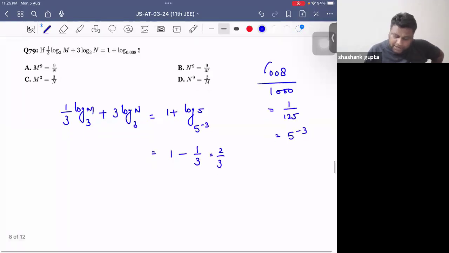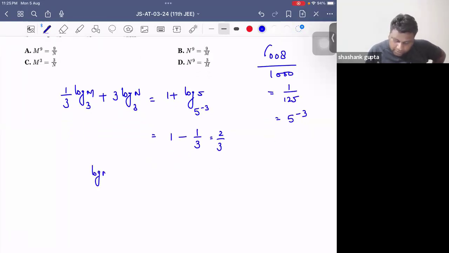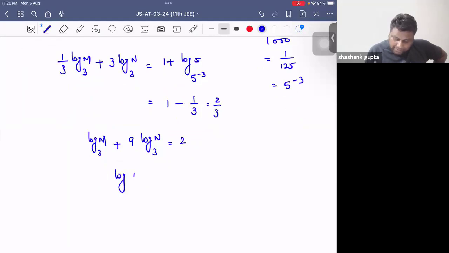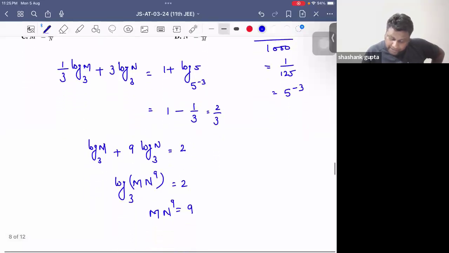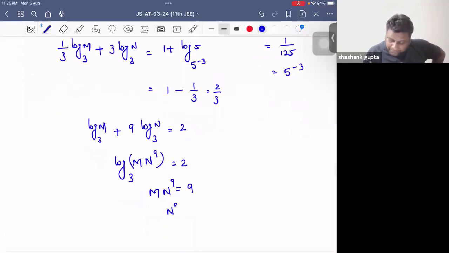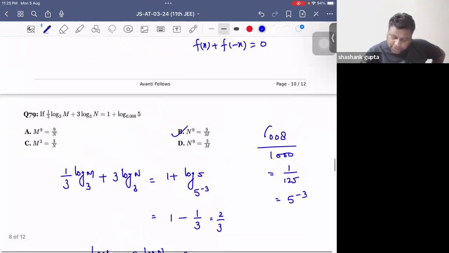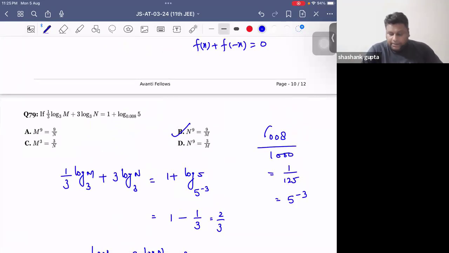Now, if you multiply this entire equation by 3, I get log m base 3 plus 9 times log n base 3 is equal to 2. Got it? So it will become log of m n raised to the power 9, base 3, equals 2. So m n raised to the power 9 is 3 to the power 2, which is 9. So n raised to the power 9 is 9 upon m. Got it? So n raised to the power 9, this is your correct answer. All right, again, simple question.